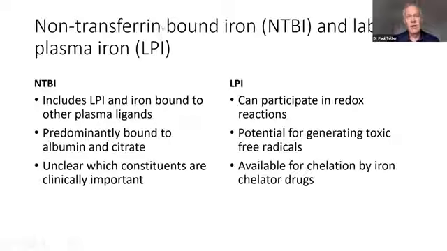And this form of iron is chelatable, but it is also free to participate in these redox reactions that I mentioned, and thereby causing toxicity through the generation of toxic free radicals. So ultimately, we believe that it's the labile plasma iron component that's probably the toxic form that, if it could be measured and if it could be monitored, would be most valuable. But at the moment, we're not able to do that in a validated way. Next slide.